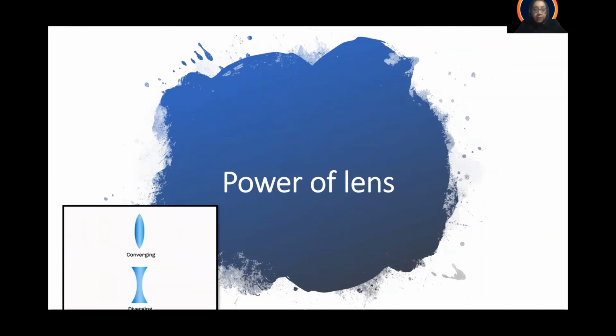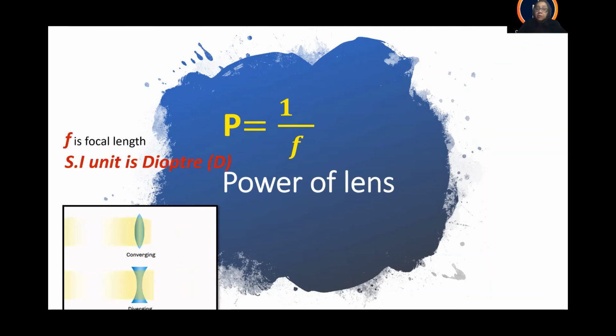Before going to the comparison, I want you to understand a simple concept, what we call the power of the lens. Sometimes you can expect MCQs on this particular thing. The power is the reciprocal of the focal length. The SI unit of power is the diopter, which we write with a capital D. In numericals, F is generally written in centimeters, so the unit is centimeter inverse, or we can write it as diopter.